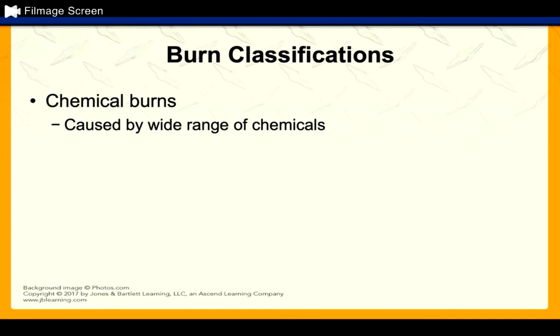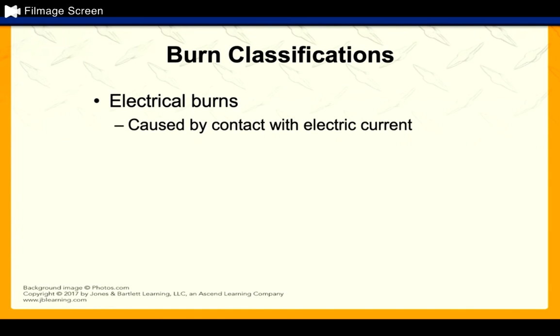When we look at electrical burns, they're caused by contact with an electric current. And the injury is going to depend on the type of current, the voltage, and the area that's exposed. In addition to that, it's also dependent upon how long that exposure is. So the duration of contact to that source is also another factor in electrical burns.